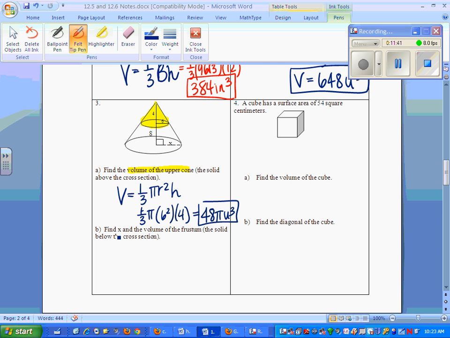Okay, next part, find x in the volume of the frustum. The frustum is this part down here, so it's like a cone that's chopped off by another cone. Okay, this is a frustum. So before we find x, we're going to use ratios. Okay, we're going to say 4/6.